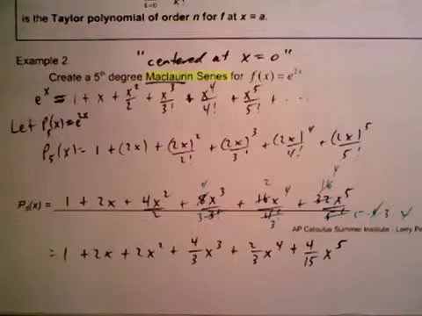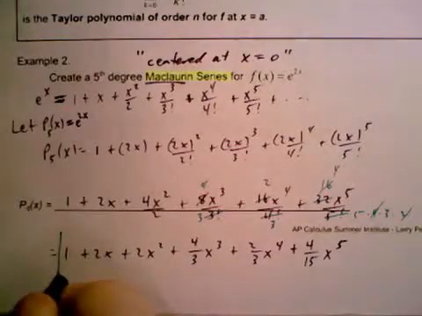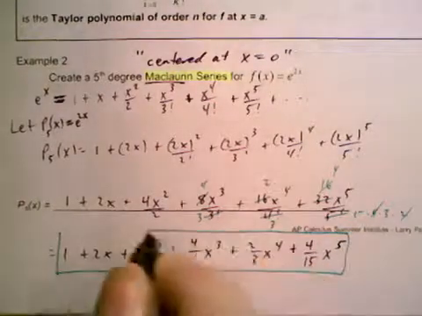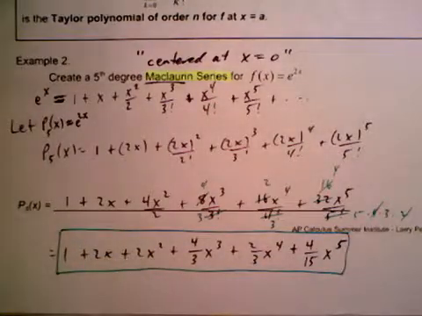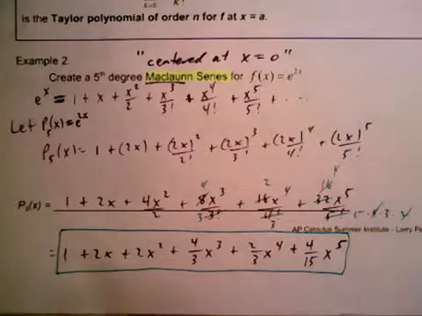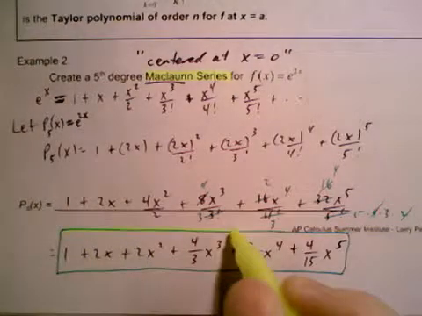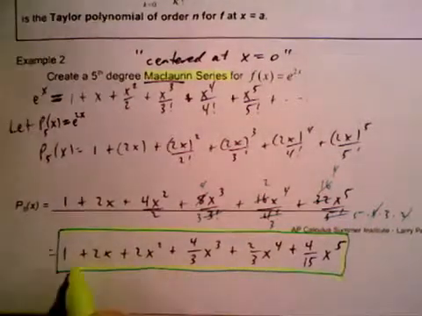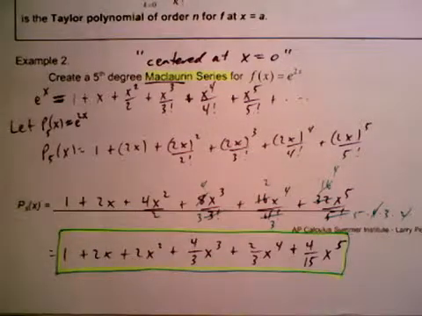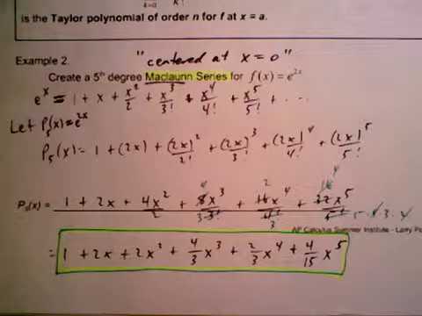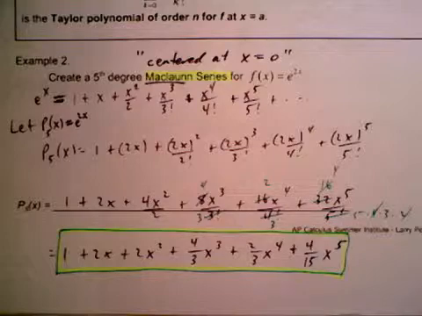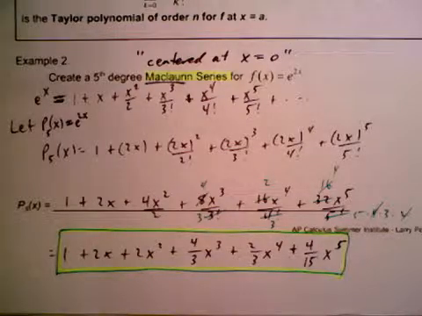I guess I should probably highlight this like I highlighted the other one. The other one was in green, so I better do this in green also. I don't want to throw you guys off. So there's the simplified version of your fifth degree Maclaurin series or Maclaurin polynomial. Okay, so that's 5.5 minutes. We'll get you in the next video.